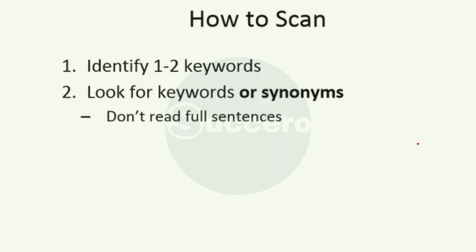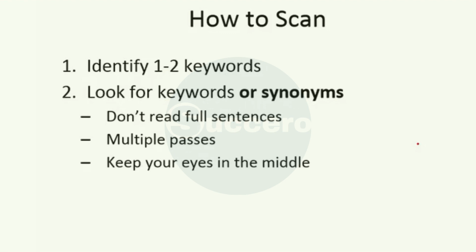Okay, so when you've found your keywords in your question, you go back to your passage. Don't read full sentences as you go back and scan for your words in the passage. You need to be more efficient by making multiple passes up and down the passage. And I advise keeping your eyes focused on the middle of the passage, going up and down, searching for keywords that are similar or basically the same as the ones in the question you're trying to answer.